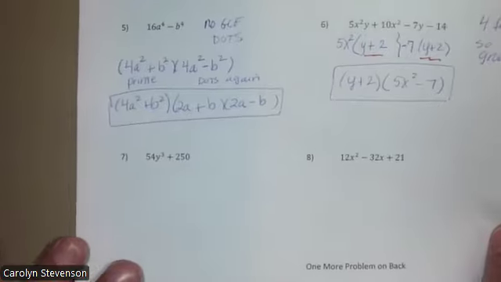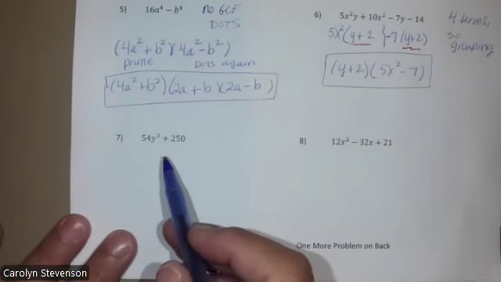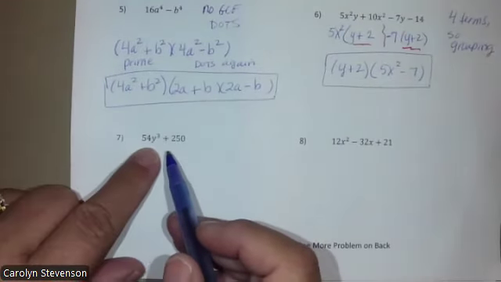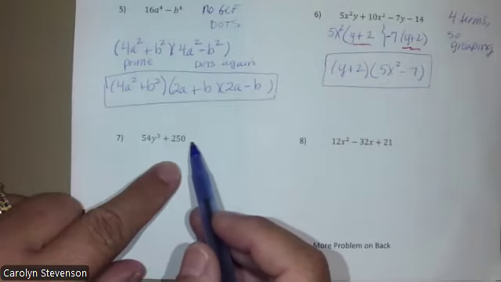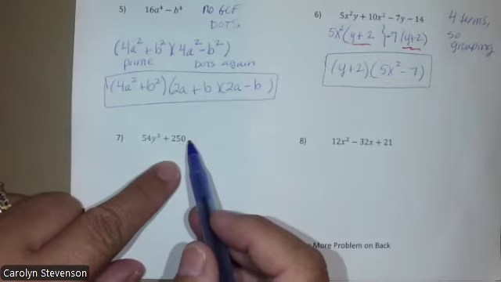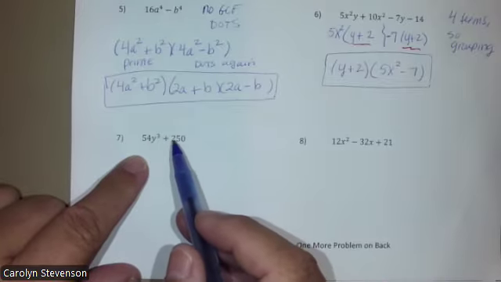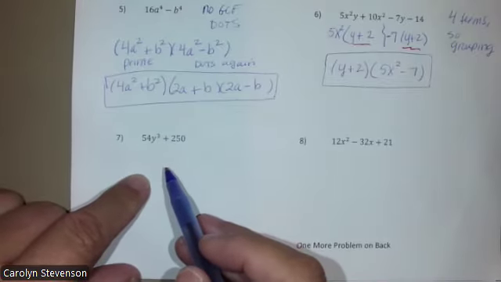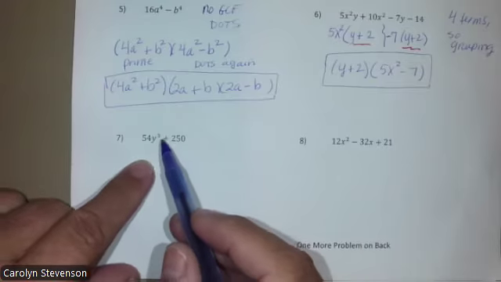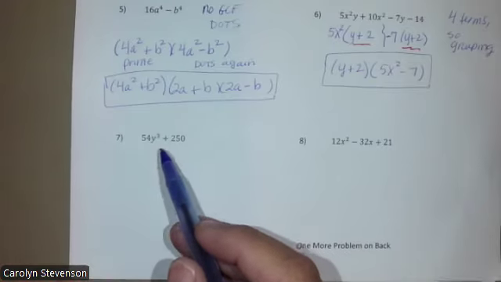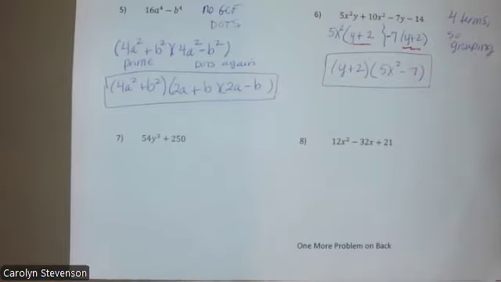Number 7 has some pretty large numbers in it. Y to the third here. There's no y out at the end. So because it's y to the third and there's no GCF to bring it down to something smaller like y to the second, it's going to have to be a cubes problem, which is the one with the formula.